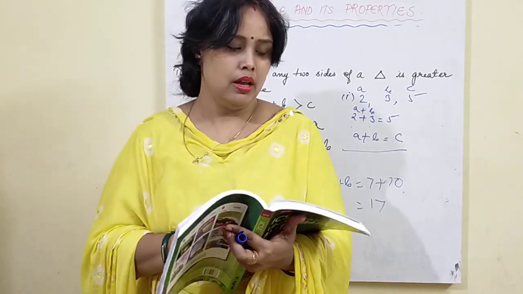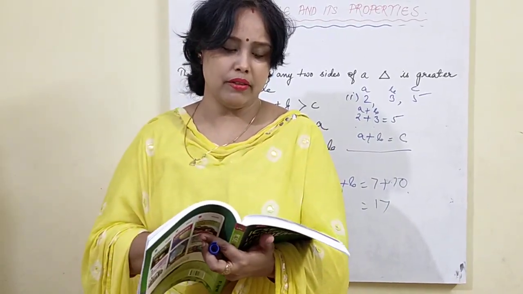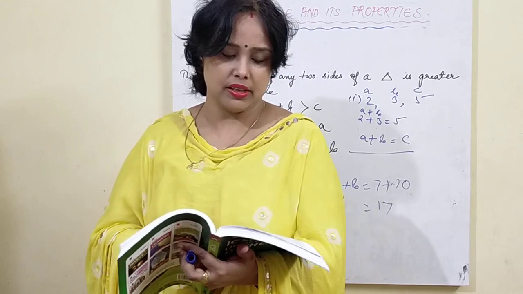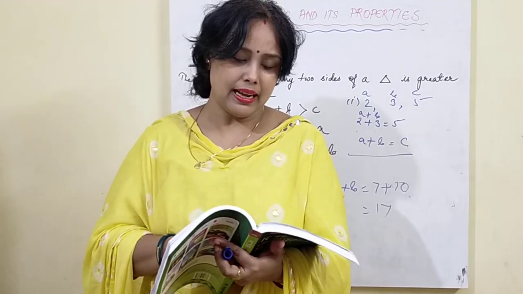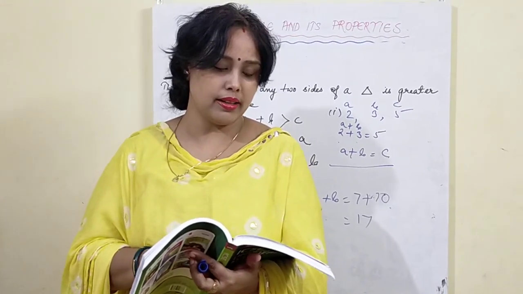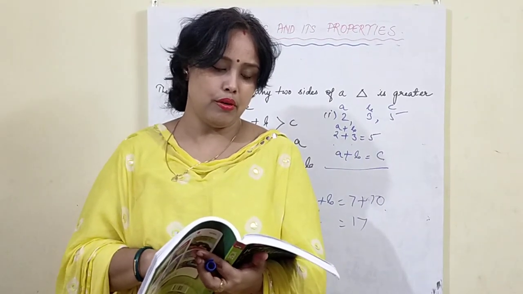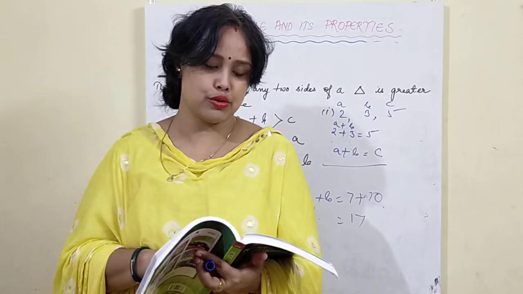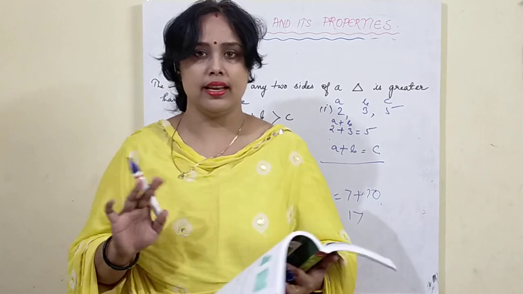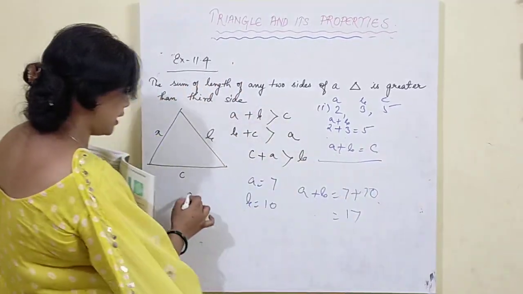Question number 3. We know that in a triangle, the sum of the lengths of any 2 sides is greater than the length of the third side. Is the sum of any 2 angles of a triangle also greater than the third angle? If no, draw a rough sketch to show such a case. It is no. For example, we will draw a rough sketch.